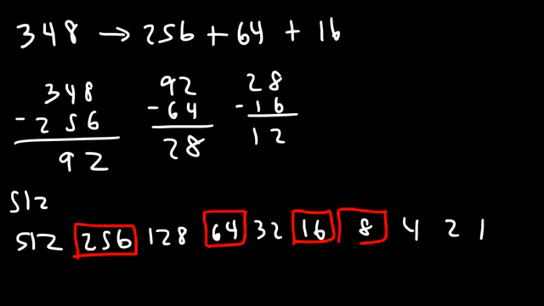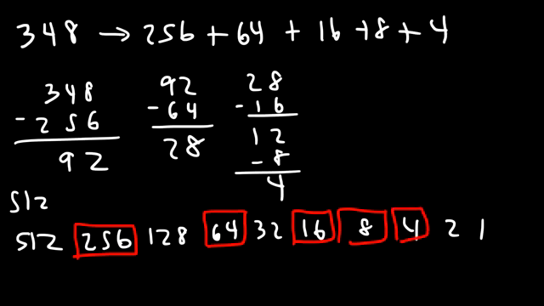So we can use an 8. 12 minus 8 is 4. And then we'll stop at 4. So notice that if you add 256 plus 64 plus 16 plus 8 plus 4, it will give you 348.